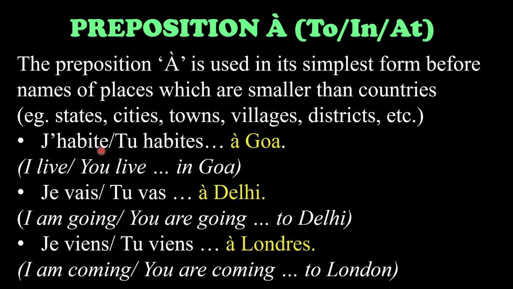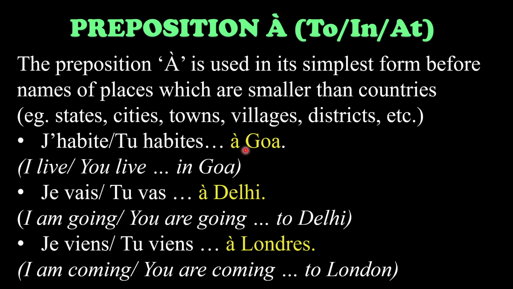Okay, so you can use it with verbs like habiter, to live, with aller, to go, venir, to come. Please note that when you're using it with venir, it is only when you're coming to a particular place, not coming from a particular place. À is never from. À is only to. From is a different preposition, that is de. For now, we're only focusing on à.